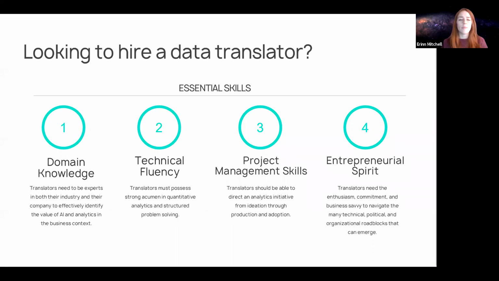And finally, an entrepreneurial spirit. I think this is beneficial to some of that, always being a student, constantly learning. They need to be enthusiastic and committed and business savvy to navigate those roadblocks that come up when you're sitting in between two possibly siloed units, and any sort of technical or organizational roadblocks can emerge.